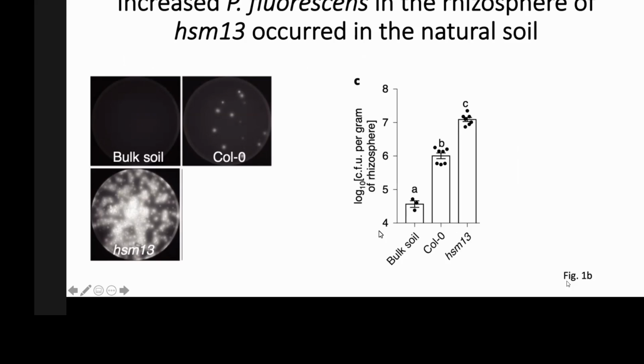And here's just a quantification of that. So this is log CFU. For bulk soil, we don't see much. For wild type, we see some. And then for the HSM13, we see an increase in the amount of bacteria, or in the amount of Pseudomonas fluorescens, as compared to wild type.